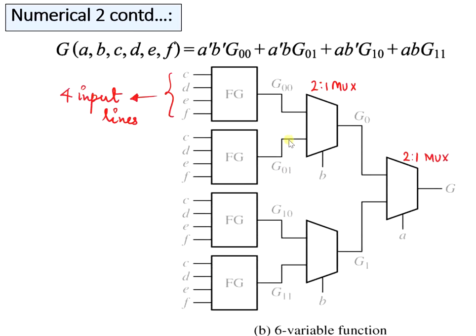Now to represent this expression in terms of function generators, we have the function generators having the 4 input lines C, D, E, F. Then we are going to make use of 2:1 muxes. You have to be careful here because each function generator yields a different output. They yield outputs G00, G01, G10 and G11. For this particular 2:1 mux, the select line is B, whereas the output of this mux will be G0 and G1, and the next 2:1 mux will have the select line A, which will yield an output G.